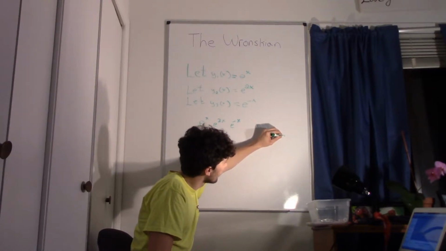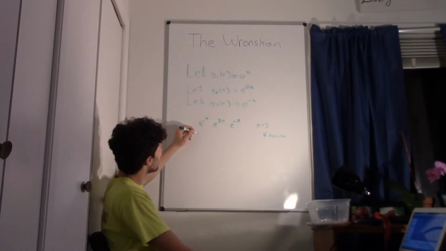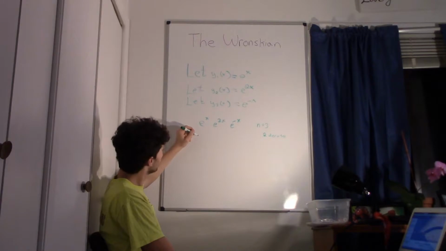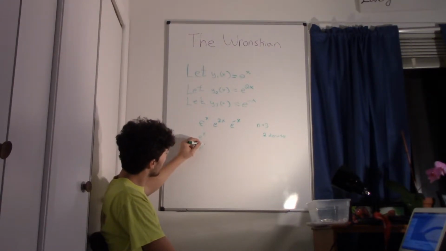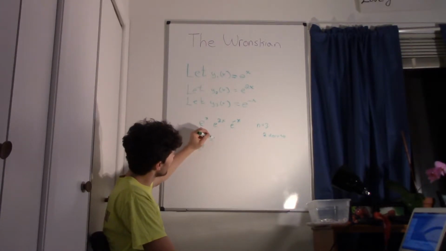Alright? Did I spell derivatives? I don't think so. Anyway, what is the derivative of e to the x? Just e to the x, right? And then same again, the derivative of e to the 2x is 2e to the 2x.